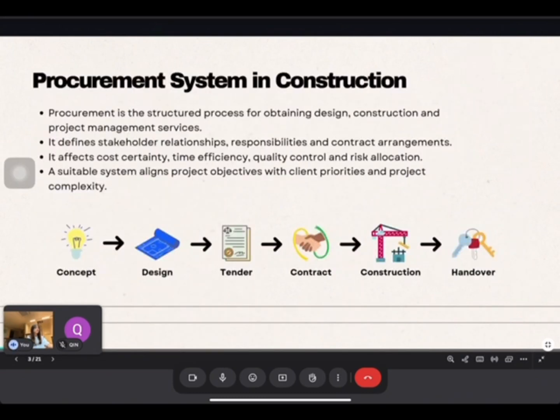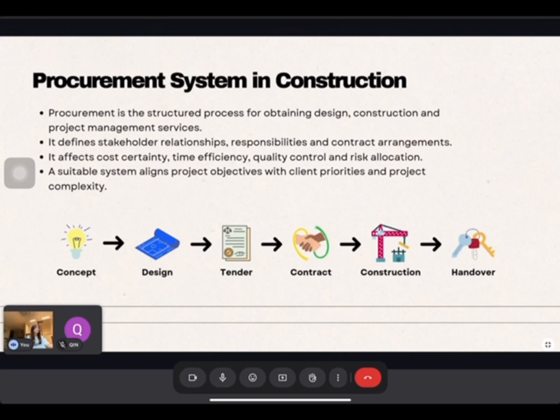Procurement system in construction industry refers to the structural process of obtaining design, construction, and project management service. It determines how different project stakeholders work together, how responsibilities are shared, and how the contracts are arranged. A well-selected procurement system is important because it impacts cost certainty, time efficiency, quality control, and risk allocation.